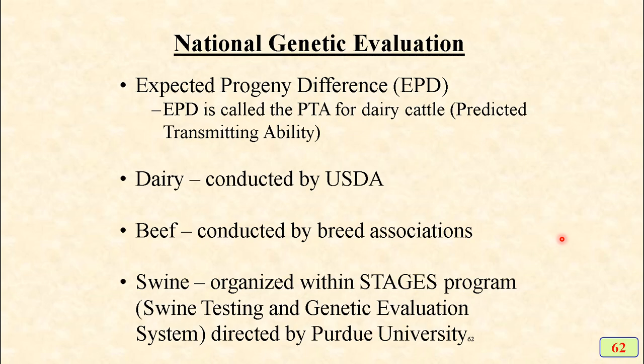Then we need to evaluate the national genetic evaluation program itself using the expected progeny difference. It's called the PTA in dairy cattle, or predicted transmitting ability. Dairy is conducted by the USDA, and beef is conducted by the Breeders Association. In different countries this doesn't mean that the government should interfere, whereas in India all the surveys and breeding programs are totally controlled by the Government of India.